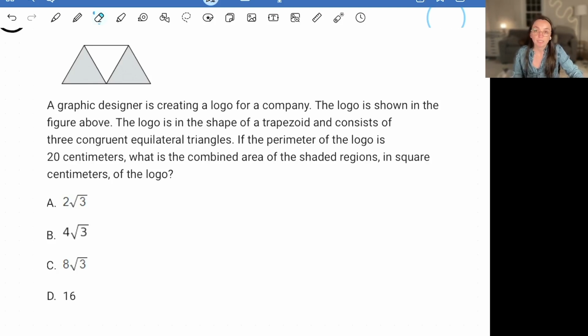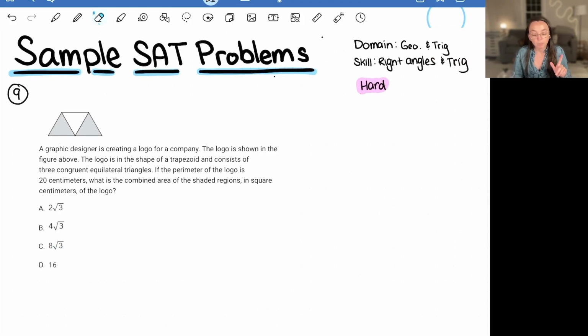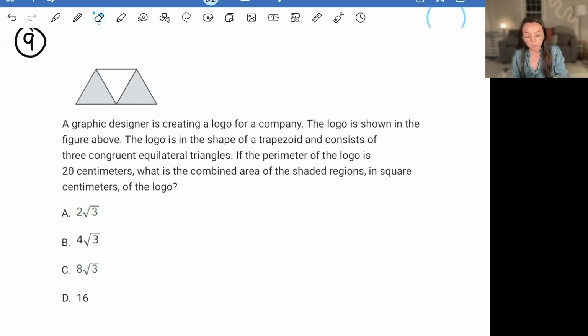Let's do this SAT geometry problem. This is a problem from the domain geometry and trigonometry. The skill is right angles and trig, and it's a hard question. Maybe it's not hard for you. We don't know.